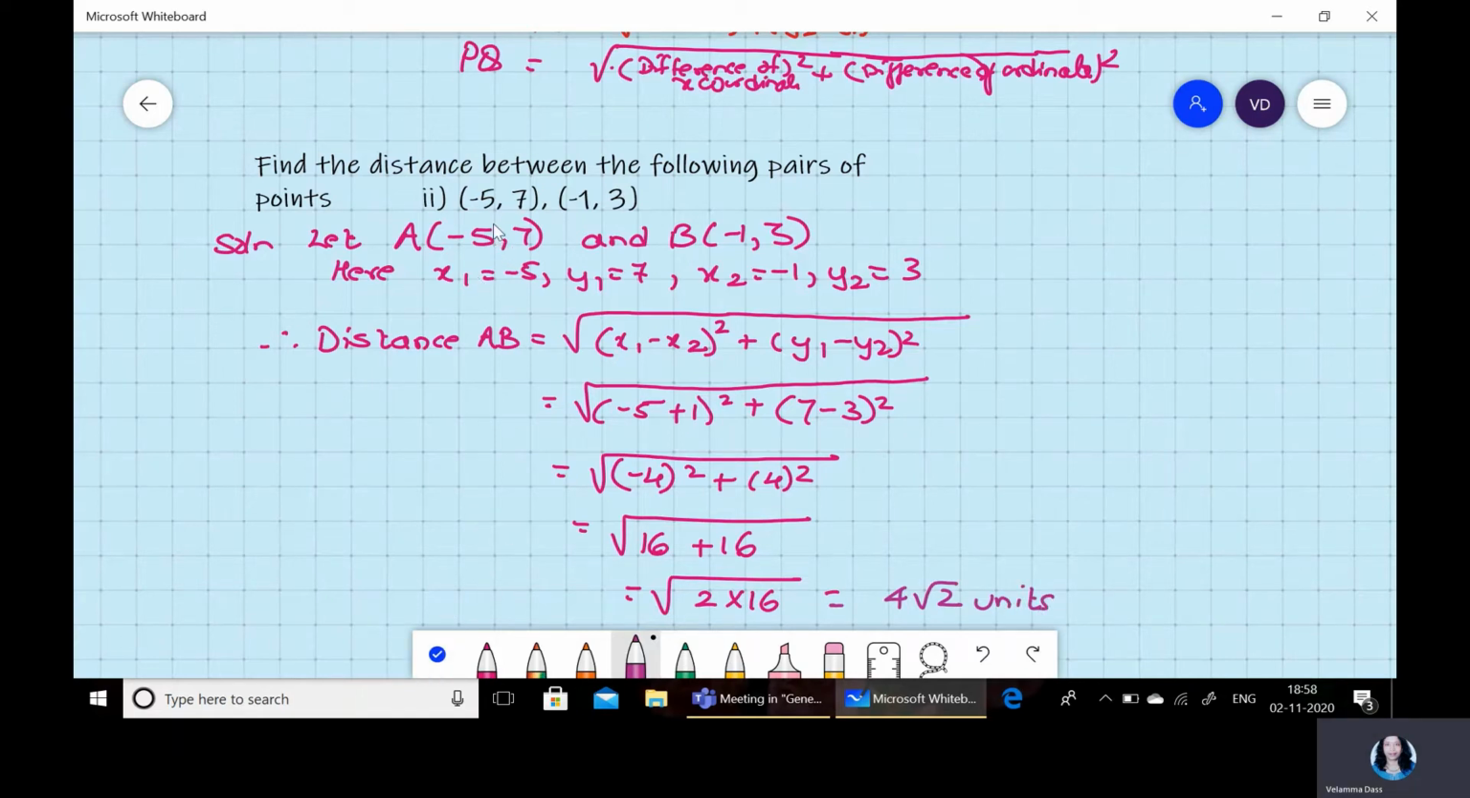So I hope you have understood that when the coordinates of any 2 points are given, you just have to take the difference of the abscissa, the whole square, plus the square of the difference between the ordinates. Either you do (x1 minus x2) the whole square plus (y1 minus y2) the whole square, or you can take (x2 minus x1) the whole square plus (y2 minus y1) the whole square. Both formulas will give the same result, as the square of any negative number will ultimately be positive. Let's move to the next sum.